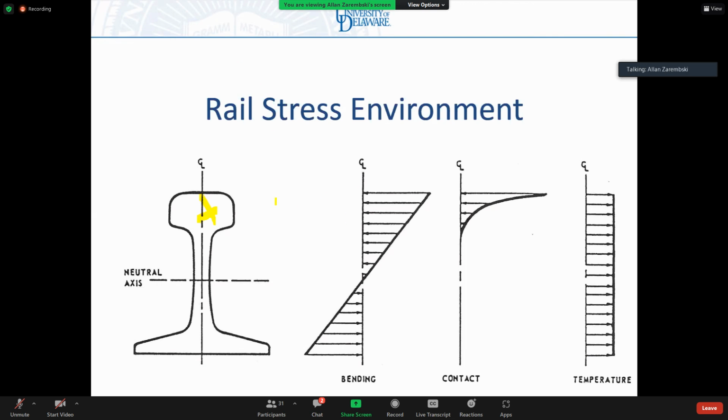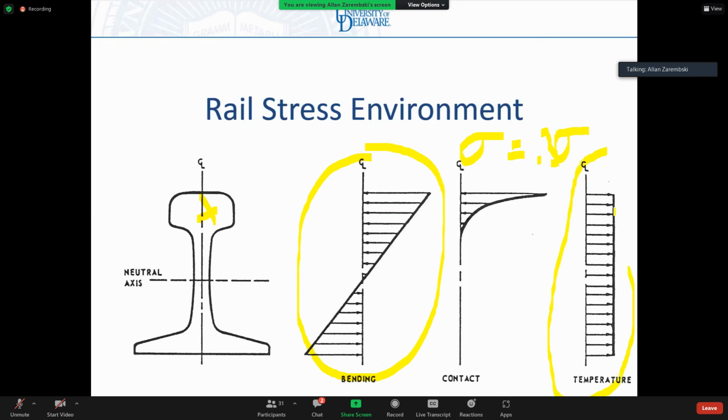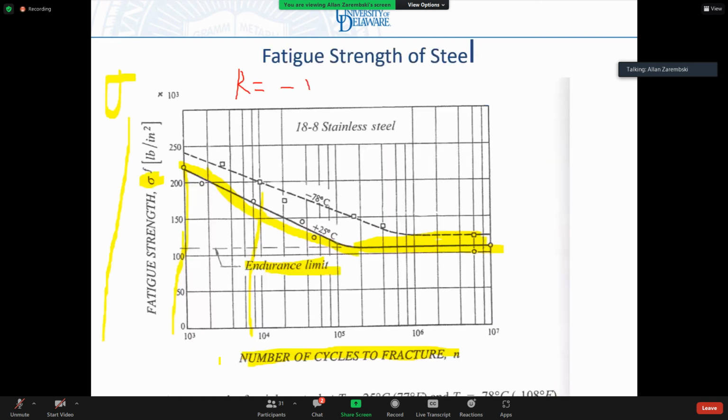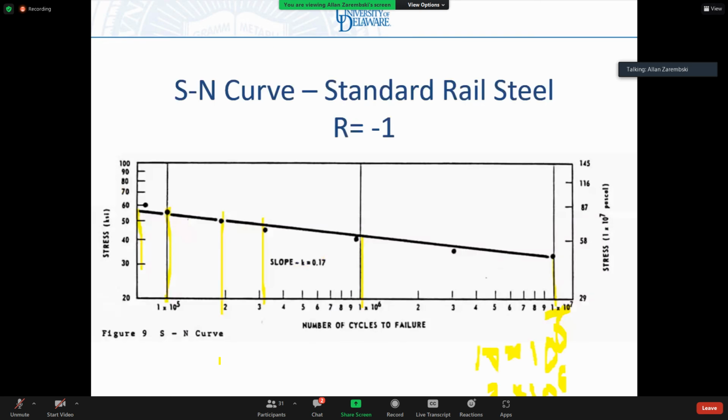Okay, so if you remember, the longitudinal stress is the bending stress from beam and elastic foundation theory, the longitudinal component of the contact stress, which we're taking to be 0.3 times the maximum contact stress, and the thermal stress. And again, remember, the combined stress differs at the head and at the base of the rail. Okay, which brings us back to the SN diagram.